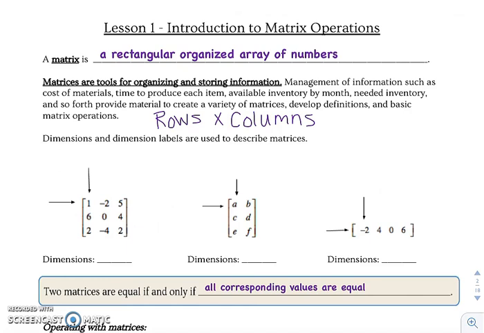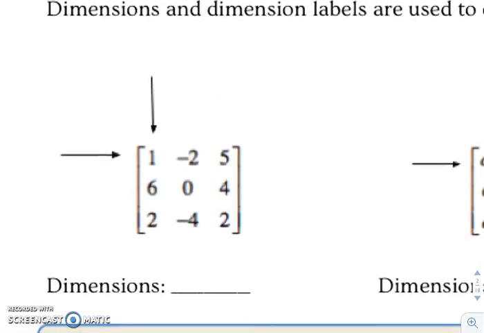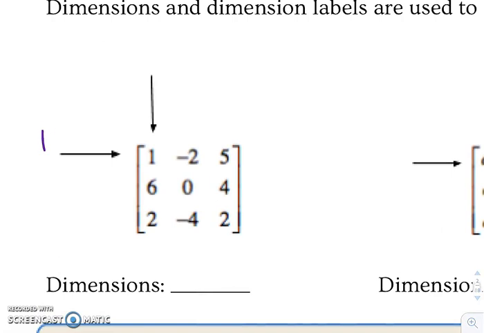Dimensions are the labels we use to describe matrices, and we name them rows by columns: the number of rows they have by the number of columns they have. So we have to remember that rows are what go across and columns are the vertical items that go up and down.